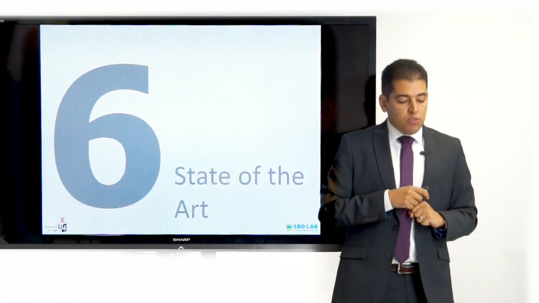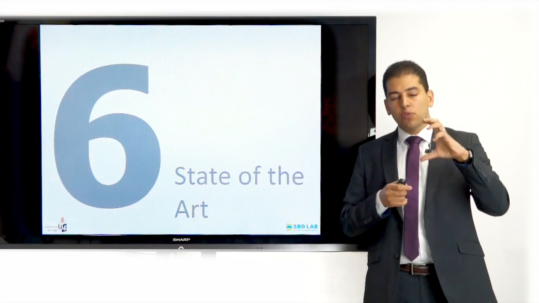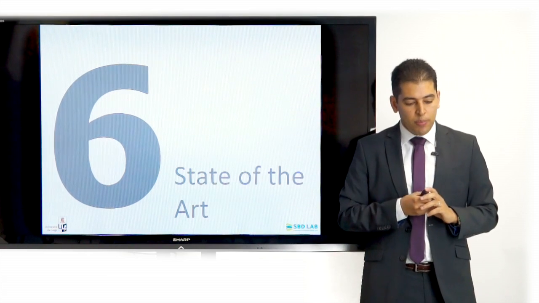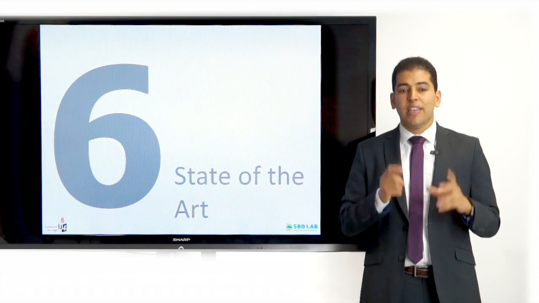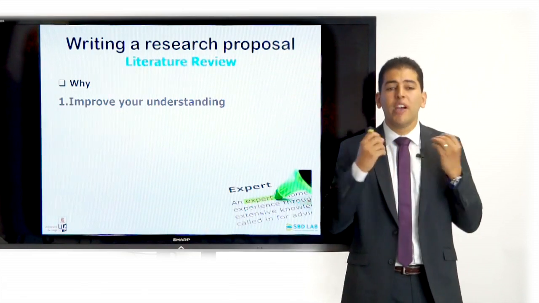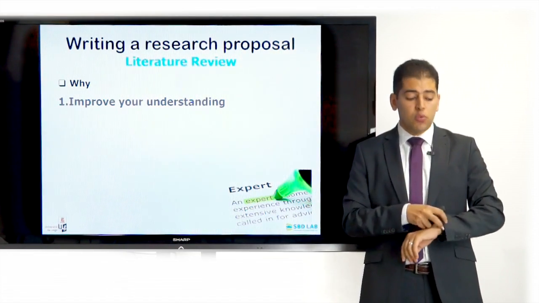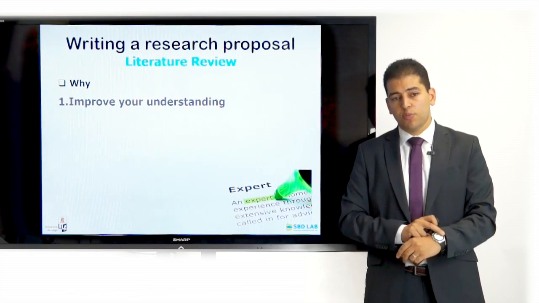Well, you are now ready to embark and start your topic more clearly, but you have to describe another additional component in your proposal: the state of the art, or the literature review. What is the state of the art? Why do we do research related to the state of the art? Why do we review literature for a research proposal?